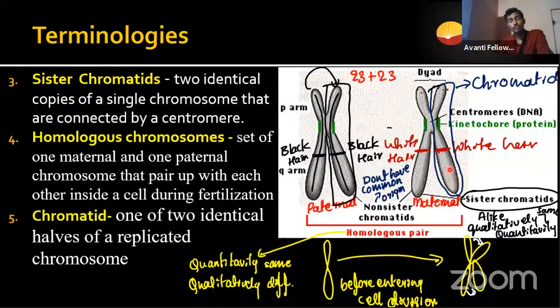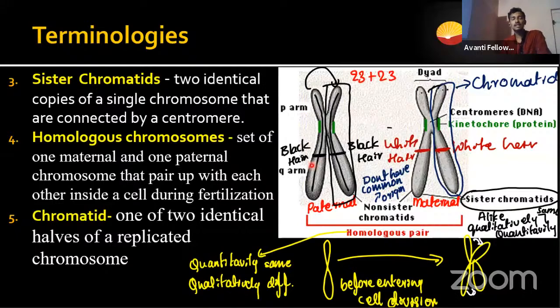But in a diploid organism, there is one chromosome coming from the father and another chromosome coming from the mother. This set from the father and mother will look alike quantitatively, that means when you compare the size. But when you compare the quality, that means the genes present in them, that may be different. We are not talking about expression, which means how the phenotype will look, how it will be visible on the outside. We are discussing only the chromosome.